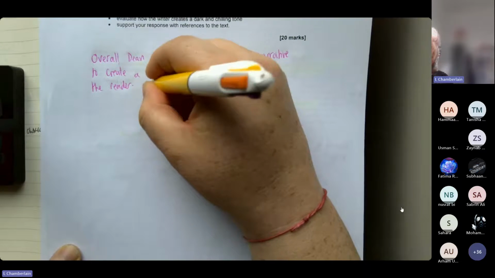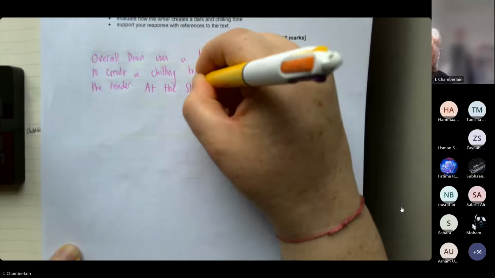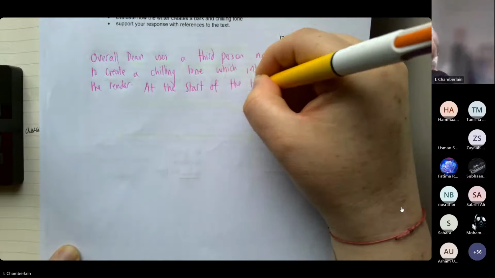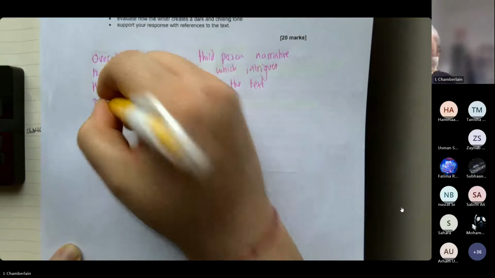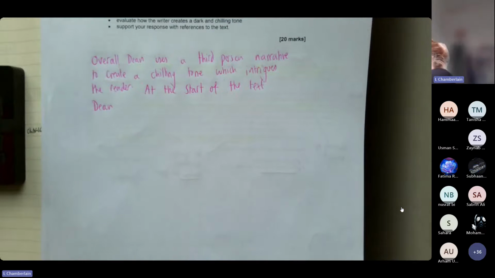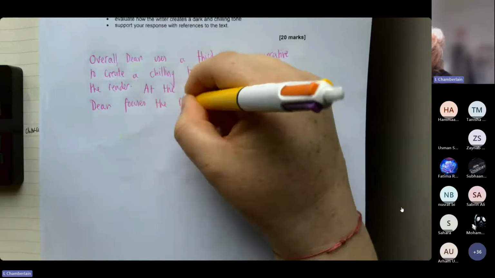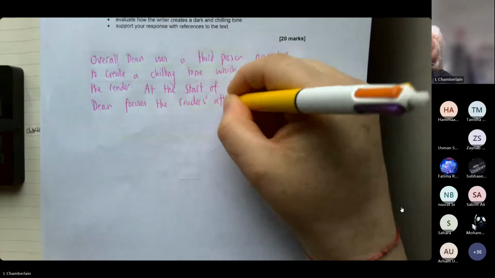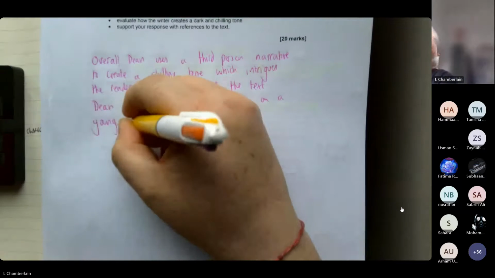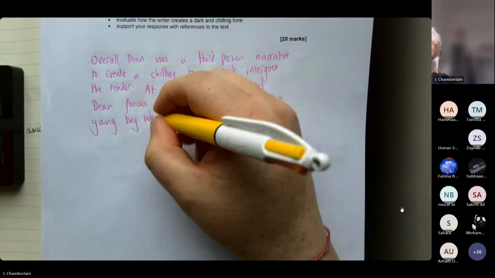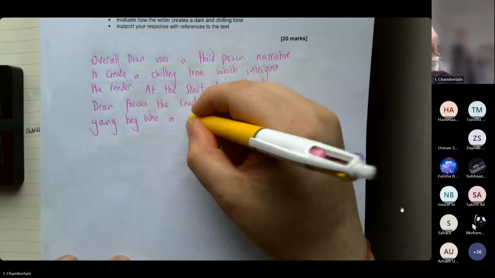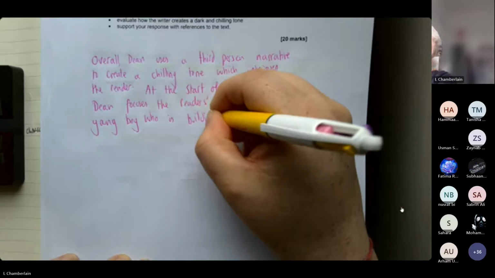So I might start by saying at the start of the text, I want to think very carefully about what I'm going to say. And really, what I'm being focused on is the boy. So at the start of the text, Dean focuses the reader's attention on a young boy who is building a town.